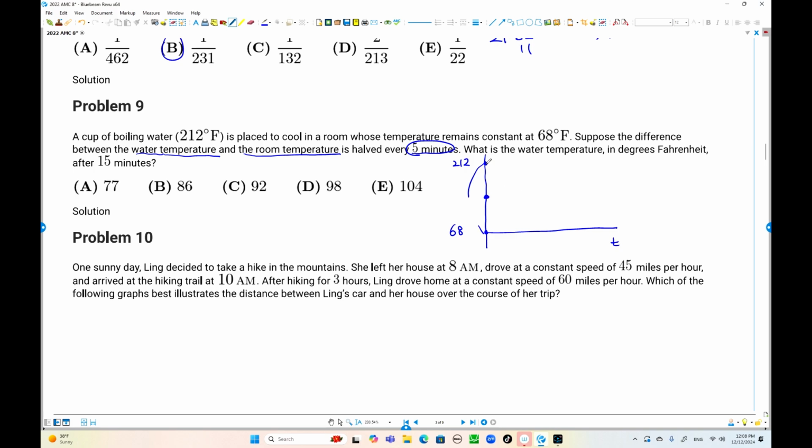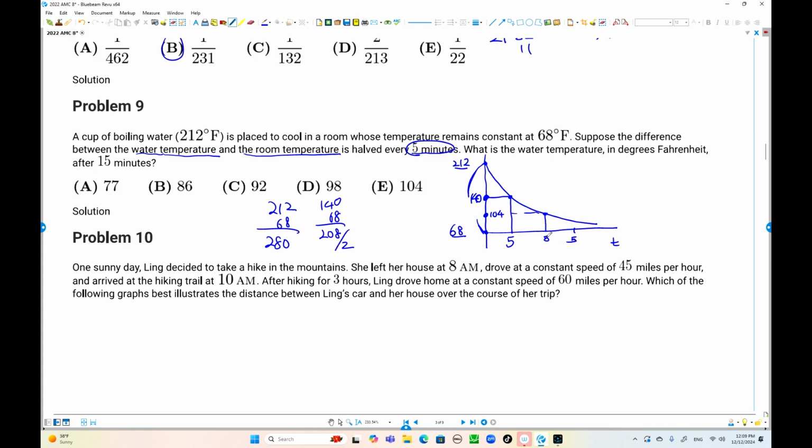The graph looks like this. Every 5 minutes, it's going to be half. What are these numbers? Actually, the midpoint of these two. 212 plus 68 is 280. What is the midpoint? 140, isn't it? Another 5 minutes is going to be half again here. 140 plus 68 is 208. When you divide it by 2, there is 104, right? This is 104.